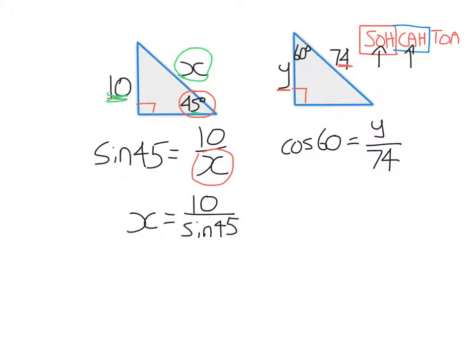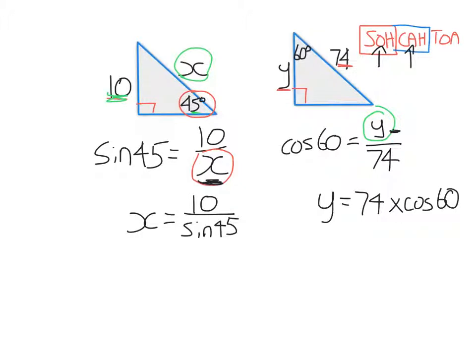So when the thing you want to find is on the bottom, you divide, but when it's on the top of the fraction, you times. So here it wouldn't be y is 74 divide cos 60, it's y equals 74 times cos 60. So you must make sure you understand this. When the thing you want to find is on the bottom, you divide. When it's on the top, you times. So we can put these in our calculator.